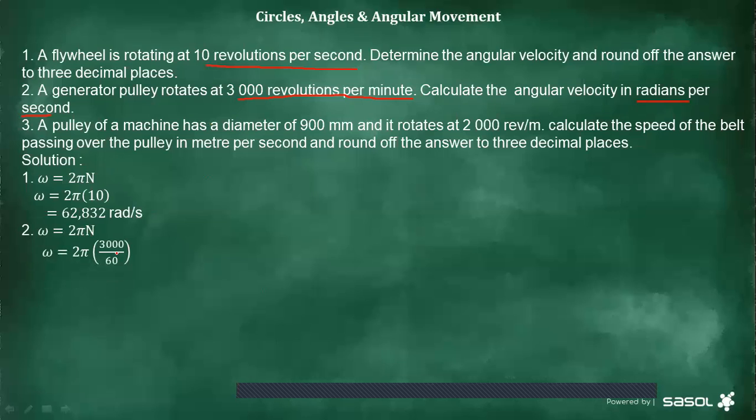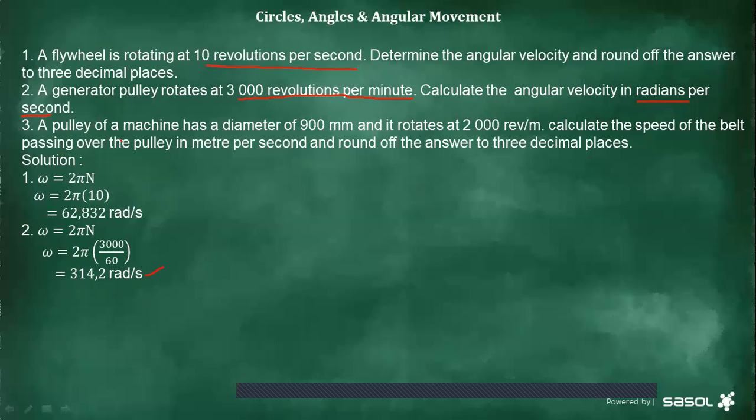We are going to say 3,000 divided by 60. Why 60? Remember, per minute. 1 minute is equal to how many seconds? 60 seconds, right? Hence, we have replaced 1 with 60 because our question needs us to calculate angular velocity in terms of radians per second. Then you just press your calculator and the answer is going to be 314.2 radians per second. That is the correct answer.